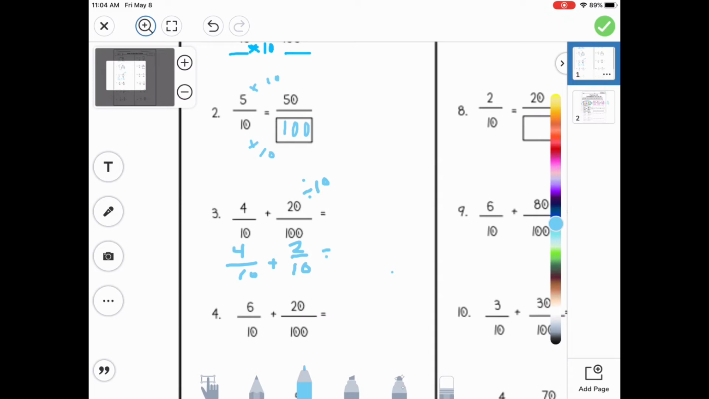And then I can add those together and I would get 6/10ths. If you had decided to go the other way and turn 4/10ths into 40/100ths, you would have gotten 60/100ths. So both of those answers would have been correct.